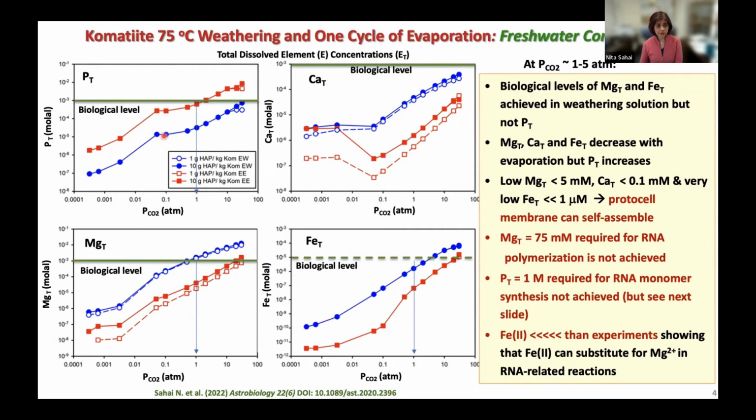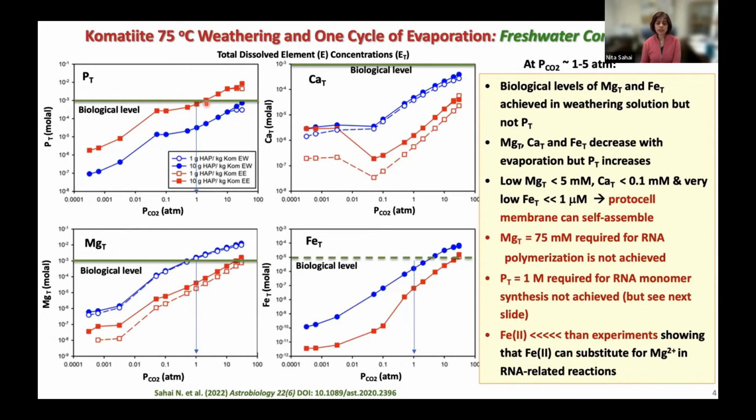Now, you can see that basically at about 1 to 5 atmospheres of carbon dioxide, you get about a millimolar of magnesium. When you do one cycle of evaporation of this, the concentration really drops down significantly. And the same sort of thing is happening for iron and calcium. They're way below the millimolar level. And that's because of the precipitation of clay minerals and carbonate minerals that are pulling out these cations. On the other hand, the phosphate concentration actually goes up when you do the evaporation because hydroxyapatite is not precipitating. The calcium having been removed already as a carbonate, then there's no calcium left for the phosphate to precipitate.